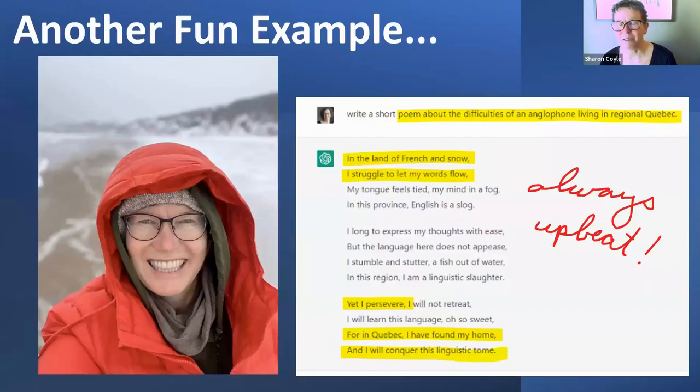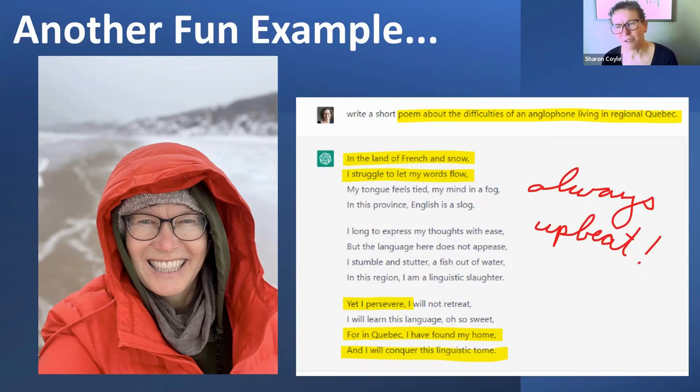Here's another fun example. ChatGPT can write poems. This is one of my early ones. I said, can you write a poem about the difficulties of an Anglophone living in regional Quebec? Because I wanted to see if it could do something fairly specific. And it's not great poetry. I don't think this is going to last like Shakespeare, but it's not bad.